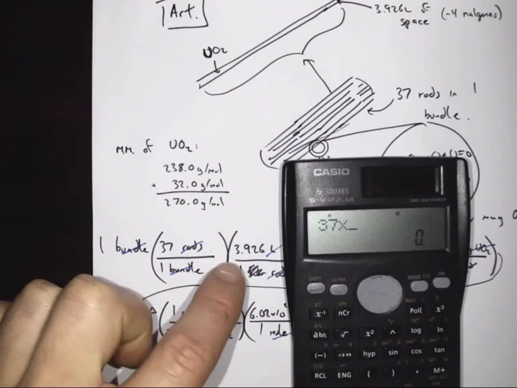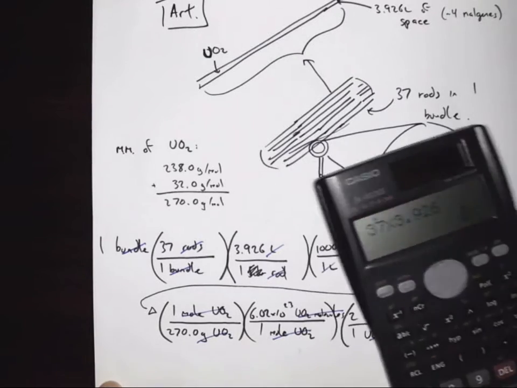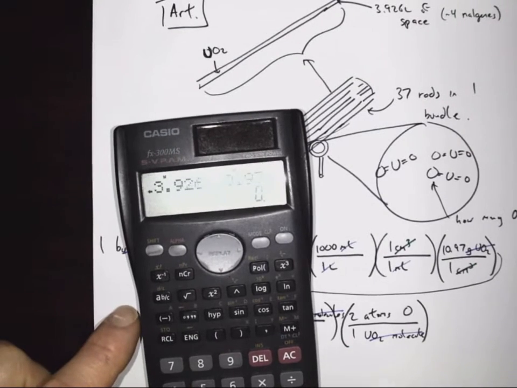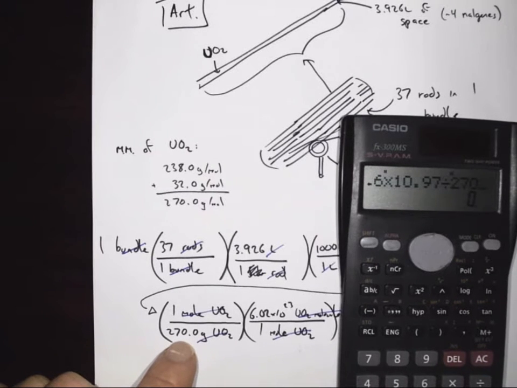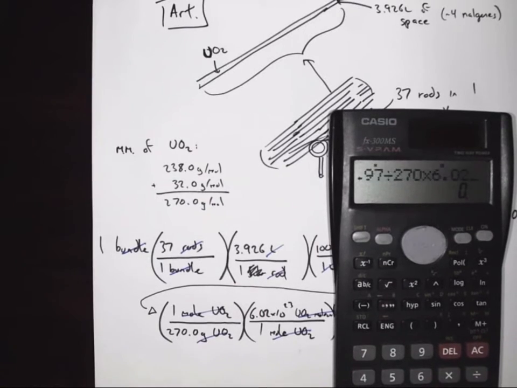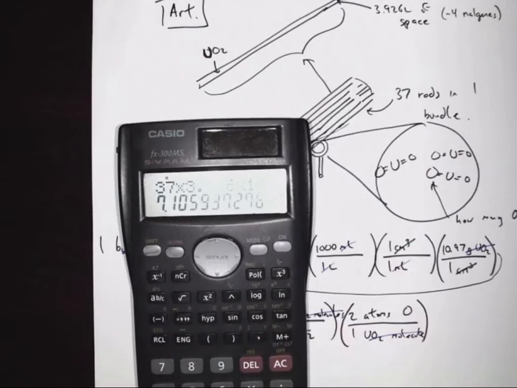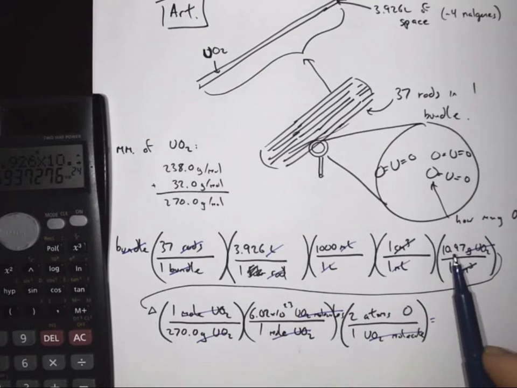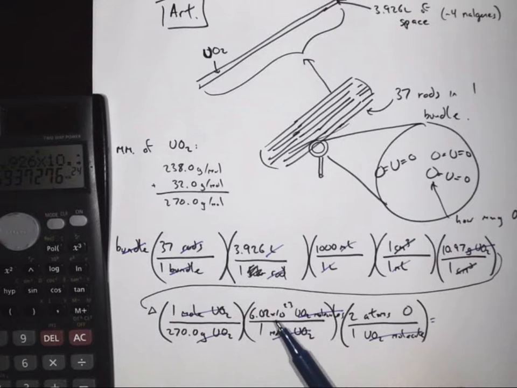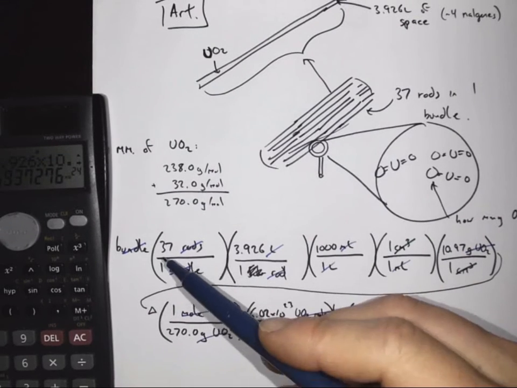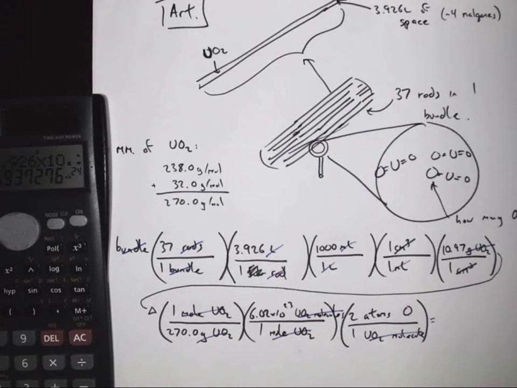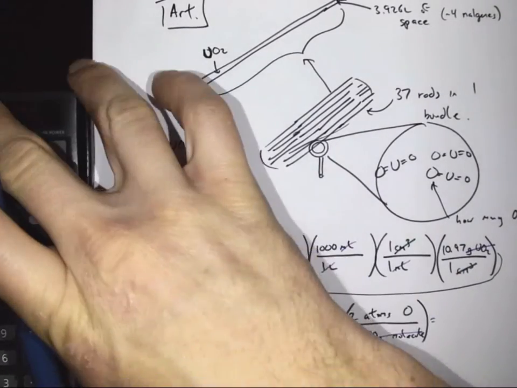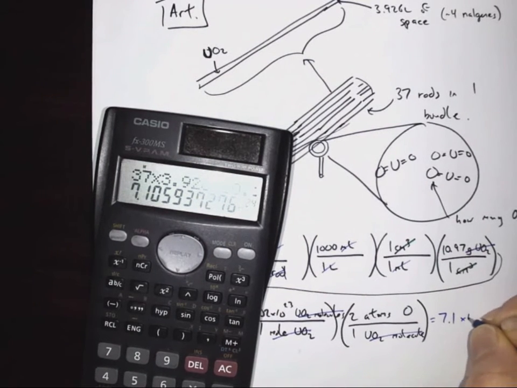1 times 37 times 3.926 times 10.97 divided by 270 times Avogadro's number times 2. And how many sig figs should we have here? I've got a few quantities with 4 sig figs, some with infinite sig figs, 4, 3, infinity, but here we have 37, which is a counted quantity. Specifically, there's going to be exactly 37 in a rod, but without that piece of information, I'd say we should act as if there are 2 sig figs here. So 7.1 times 10 to the 24 oxygen atoms.